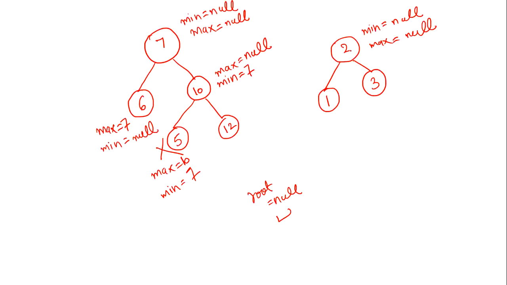So here we have, what is going to be the max value here? 2, right? And min is going to be null. And here as well, the min value is going to be 2 and max is going to be null. So now we can see that 1 and 3 have no child, right? So they are like null. So we can determine that yes, it is a valid binary search tree.